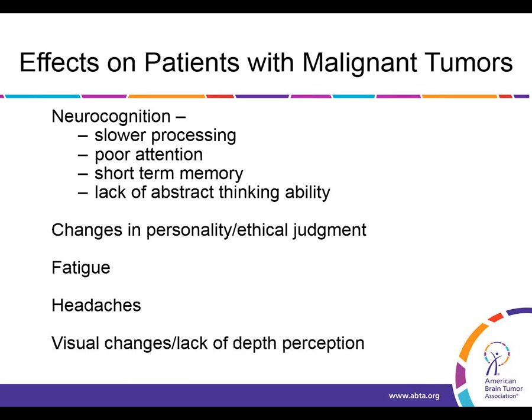Now, these types of tumors definitely have effects on patients. For patients with malignant tumors, there can be neurocognition problems, slower processing, poor attention, short-term memory, and lack of abstract thinking. There are commonly changes in personality and ethical judgment. Fatigue, as an initial symptom, usually remains, and it makes the other symptoms worse. They may have headaches and some visual changes.